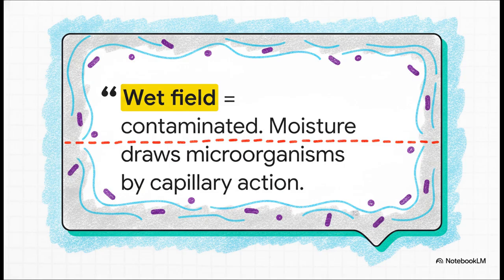Wet equals contaminated. And the scientific why behind it is fascinating. Moisture draws microorganisms from the unsterile surface underneath the drape right up into the sterile area through a process called capillary action. The water acts like a tiny elevator, pulling bacteria straight through the fabric right into your sterile fortress. If water spills on the field, the whole thing is ruined, and you just have to start over completely.